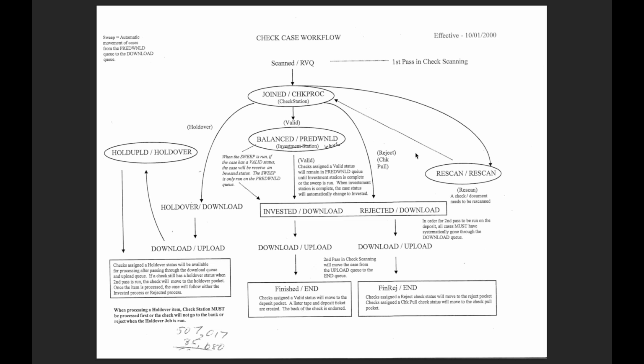Suppose it is valid, then when you select check is valid, our scan status is going to change from joined to balanced. After it is balanced, they have a document on the back side with the signature. If the signature is there, and we put the amount over there, it becomes invested. After invested, it becomes finished, and everything is going to be smooth. It is called the happy path, all the way top to bottom after scanning.